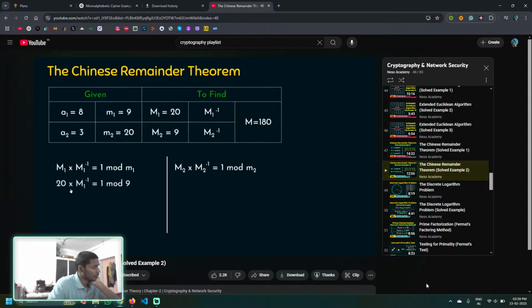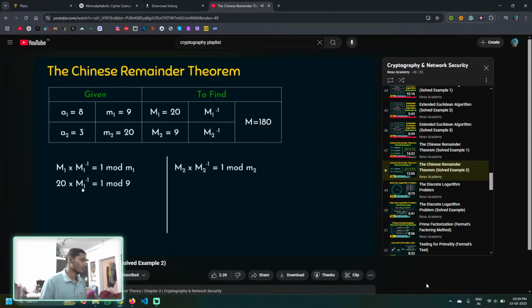So firstly, let's focus on this equation. We get 20 into capital M1 inverse is equal to 1 mod 9, because small m1 is 9. So 20 into what, the whole product when it is divided by 9, we get 1 as the remainder. Let's start applying with 1. You can also go for the extended Euclidean algorithm to find the multiplicative inverse. Since these are all smaller numbers, I'm going directly. Let's try with 1. 20 into 1 is 20. 20 when it is divided by 9, we get 2 as the remainder. So 1 is not the multiplicative inverse of 20 mod 9.